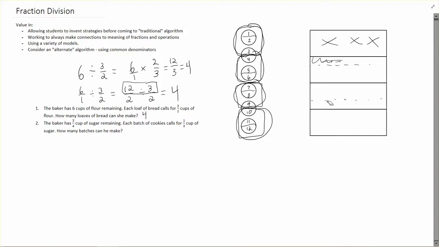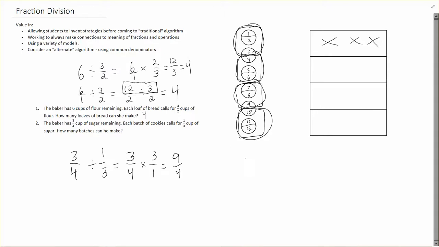So we need to think again how we might approach this and figure out what's going on. And here's where the traditional algorithm is not very informative. It would say take 3/4 divided by 1/3. That's the same as 3/4 times 3/1, and you'd have 9/4. But that doesn't really help us understand much about what's going on over here.